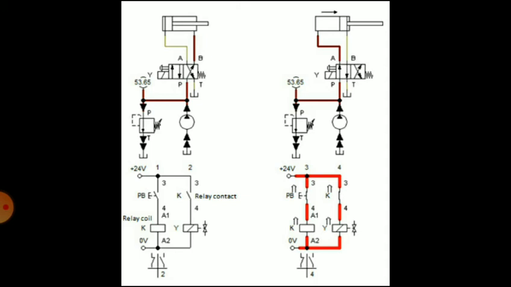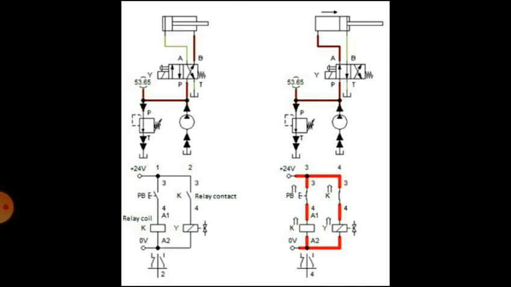Now in the second circuit diagram, you can see that it's shown by the red color. When the push button is pushed on, it will activate the relay coil K. The relay coil closes the relay switch, which will energize the solenoid Y. After solenoid Y is energized, the DC valve position is changed. Now P is connected to A and B is connected to T.